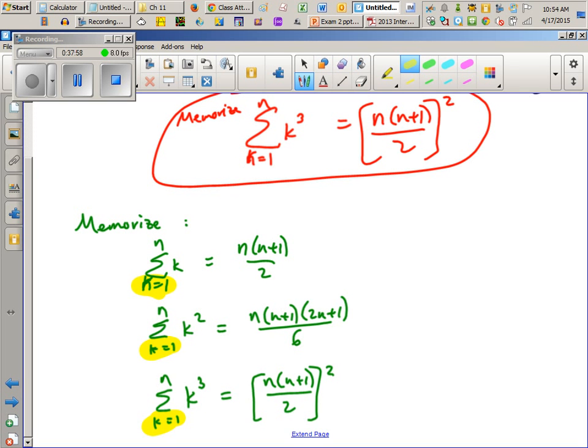Or, if we end up not stopping at n, we stop at something else, are we allowed to use the formula? No. So we have to deal with that situation. And it's really not that hard to fix. Let's take a look.